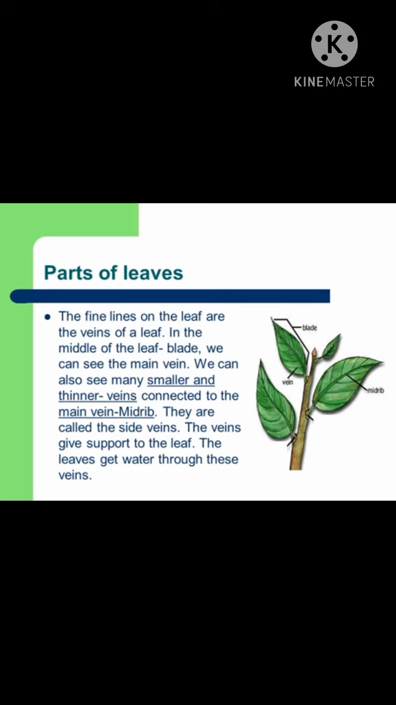Now different parts of leaves. The fine lines on the leaf are the veins of a leaf. In the middle of the leaf, see in the diagram, can you see the middle of the leaf? Okay, in the middle of the leaf blade, we can see the main vein. This main vein is known as midrib. We can also see many smaller and thinner veins connected to the main vein midrib. They are called side veins. The veins give support to the leaf. The leaves get water through these veins.